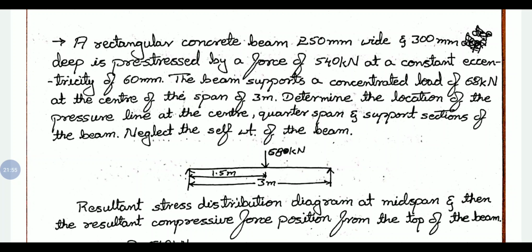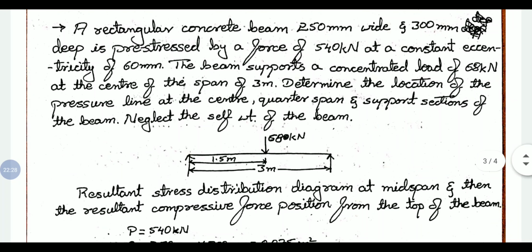a rectangular concrete beam 250 mm wide and 300 mm deep is pre-stressed by a force of 540 kilonewton at a constant eccentricity of 60 mm. The beam supports a concentrated load of 68 kilonewton at the center of the span of 3 meter. Determine the location of the pressure line at the center, quarter span and support sections of the beam. Neglect the self weight of the beam.